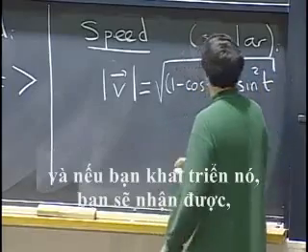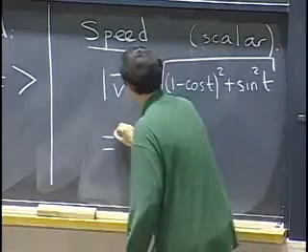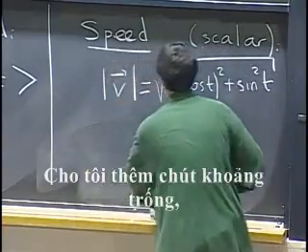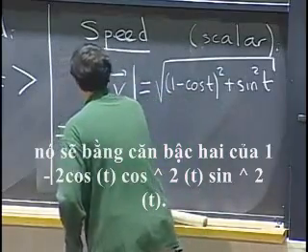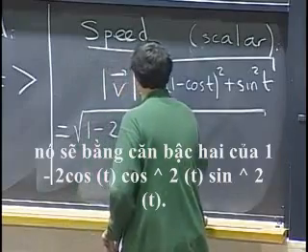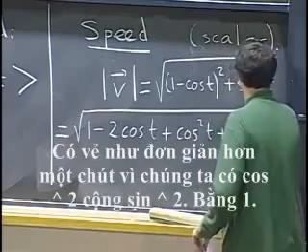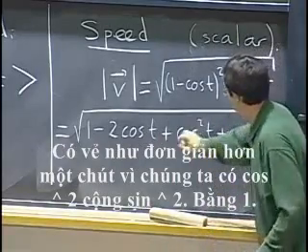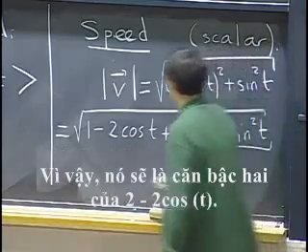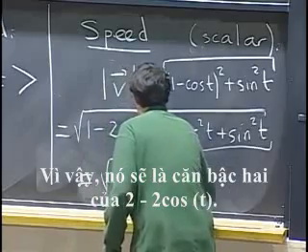t. And if you expand that, let me take a bit more space, that's going to be square root of 1 minus 2 cosine t plus cosine squared t plus sine squared t. Seems to simplify a little bit because we have cosine squared plus sine squared, that's 1. Okay, so it's going to be square root of 2 minus 2 cosine t.